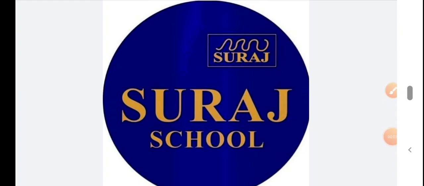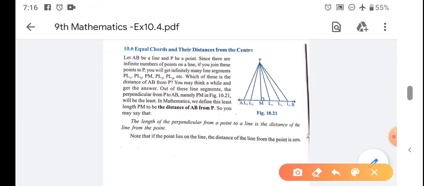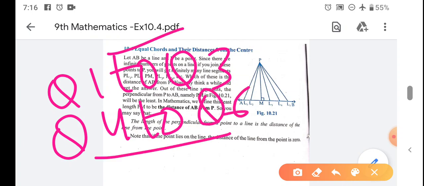Today I, Taruna Saini, will teach you mathematics exercise 10.4. Till now we have discussed questions 1 to 3 in this exercise, and today we will discuss questions 4 to 6. As you know, what we are studying in this exercise is equal chords and their distance from the center.